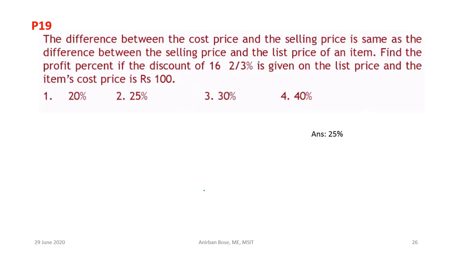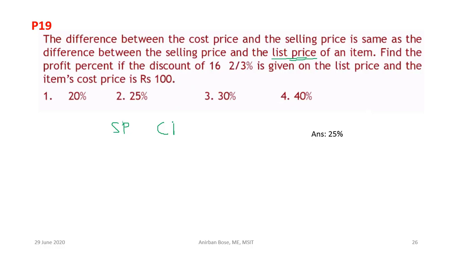Now consider this problem. The difference between the cost price and the selling price is the same as the difference between the selling price and the list price of an item. Remember, list price is sometimes called the marked price, and over the marked price, the shopkeeper in most cases gives a certain discount, and after discount the price is called the sell price. Definitely that sell price is different from the cost price. So there are three different kinds of price involved: cost price, sell price, and list price.